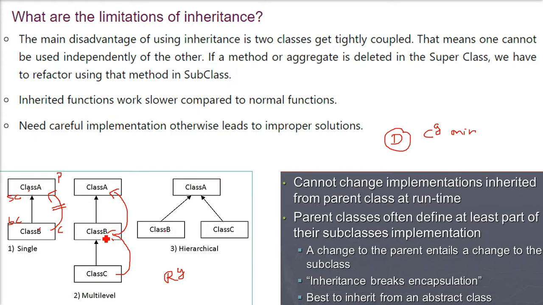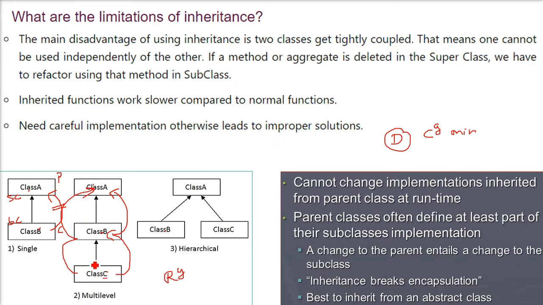So if a method or attribute is deleted in the superclass, we have to refactor the code using the method in the subclass. That is, class B is inheriting class A and it is taking all the functions and data variables which are public and protected. But what happens if class A is deleted? Class B, you have to refactor it. Or what happens when a function of class A is deleted? That function has to be refactored in class B.